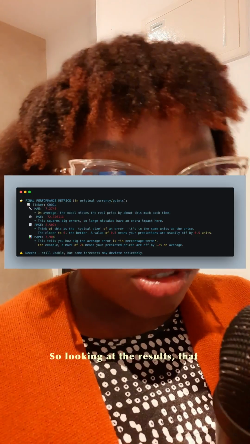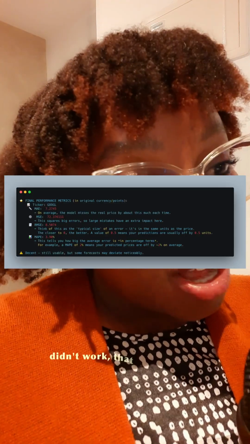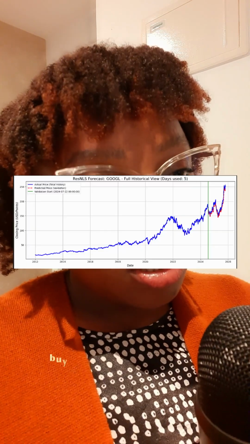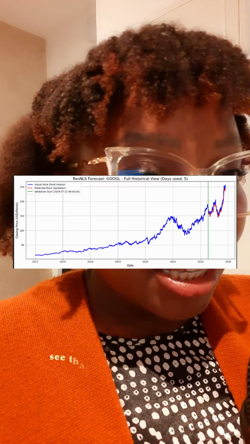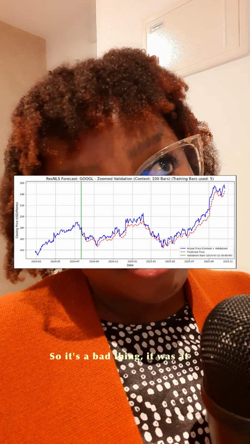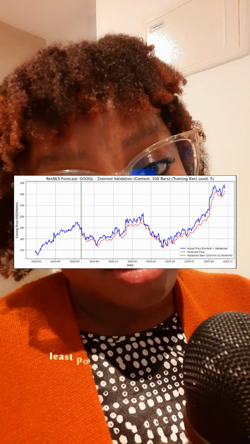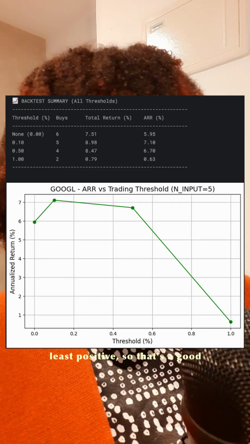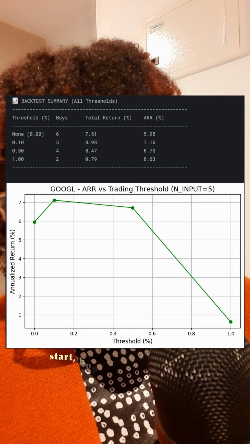So looking at the results, that didn't work. That didn't beat the buy and hold. But we can see that it was at least positive, so it's not a bad thing. It was at least positive, so that's a good start, hopefully.